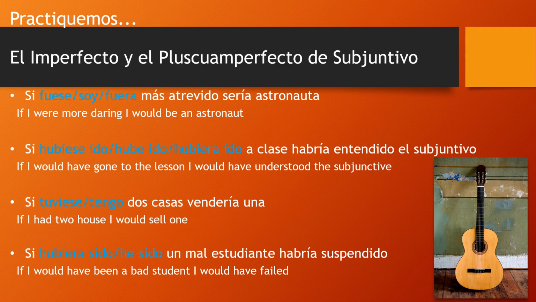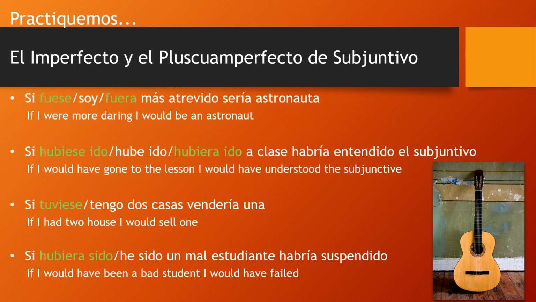Let's practice this, practiquemos. Again, as the other examples, choose wisely the one you need, and let's check the answers in the next slide. So, first one, si fuese o si fuera, both of them, because like I told you, it's got that double conjugation, the imperfect subjunctive. If I were more daring, I would be an astronaut. If this was possible, I would be an astronaut. Si soy más atrevido, with the indicative, doesn't work. You need the imperfect, if I were, like in English.